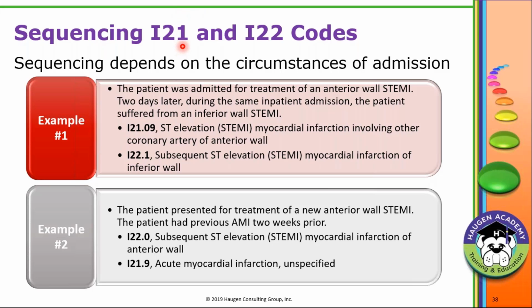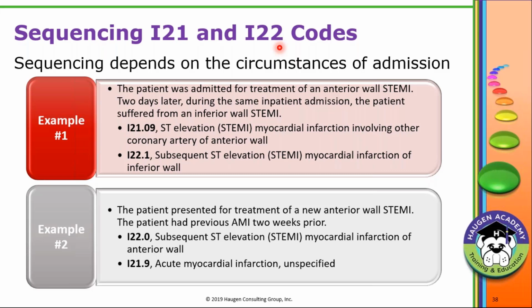That was the first MI the patient had. I22 is the second MI that the patient had. Sequence appropriately. If the patient had an MI 3 weeks ago and they came in today, your I22 code goes first, followed by your I21.